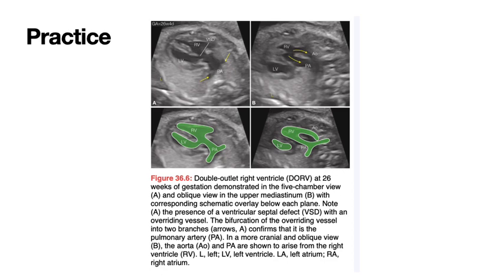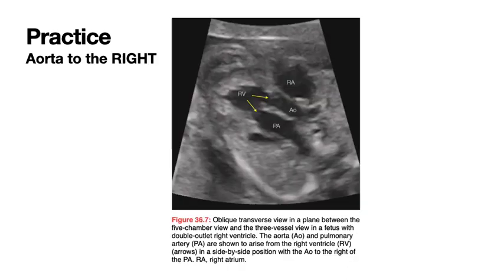A couple more pictures of the outflow tract. I shouldn't say bifurcating. Let's go with just 2 outflow tracts coming out of the right ventricle. All right, and the aorta typically to the right.